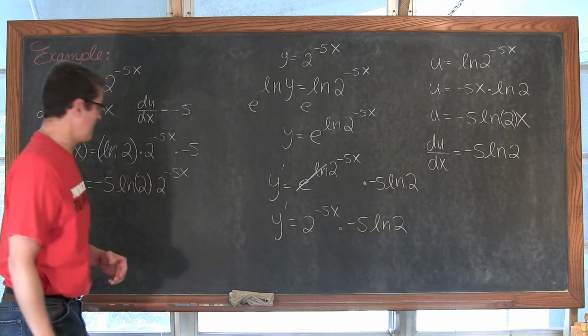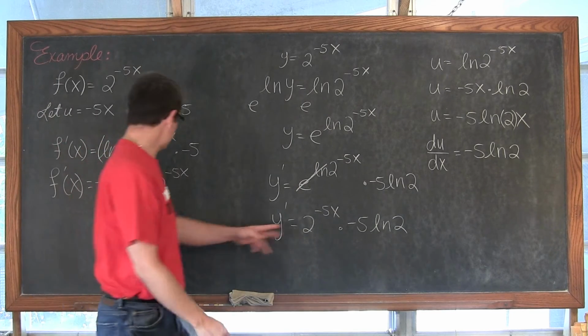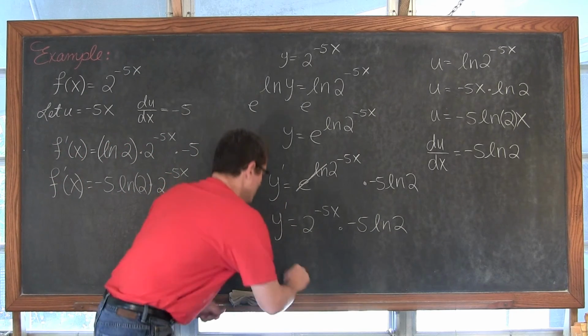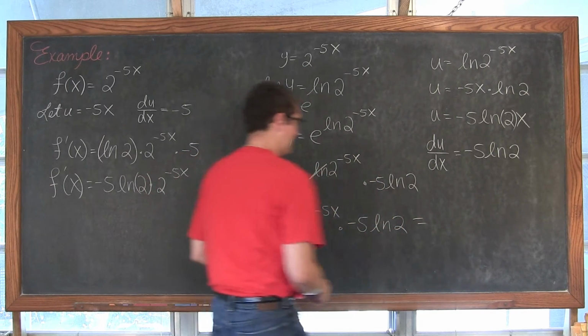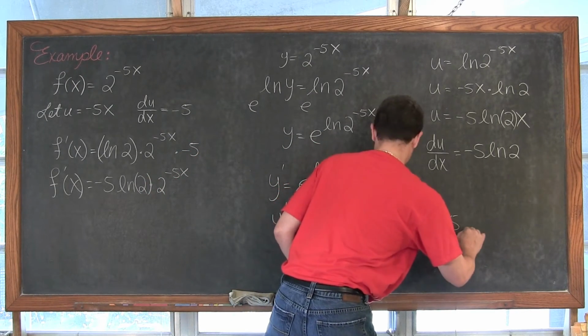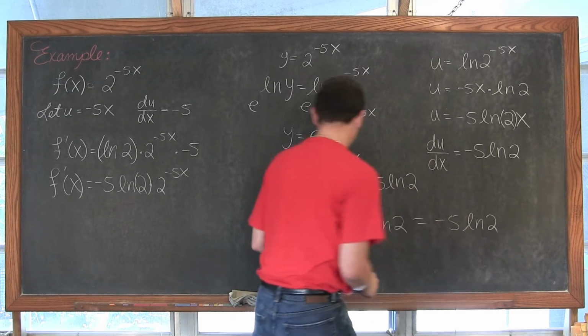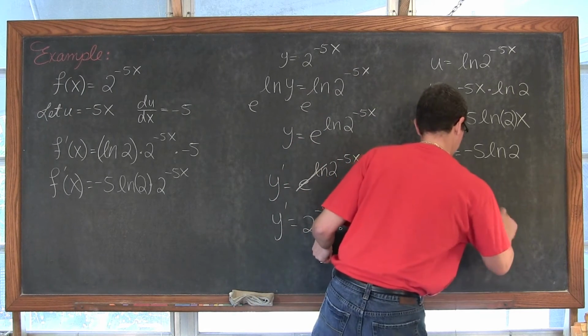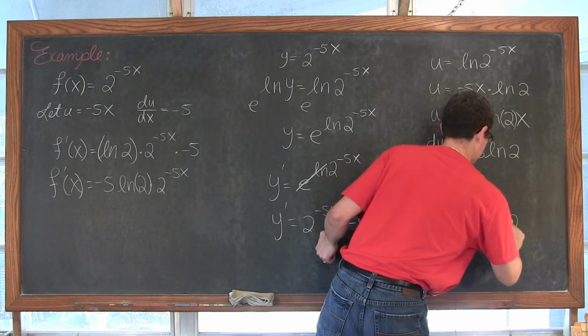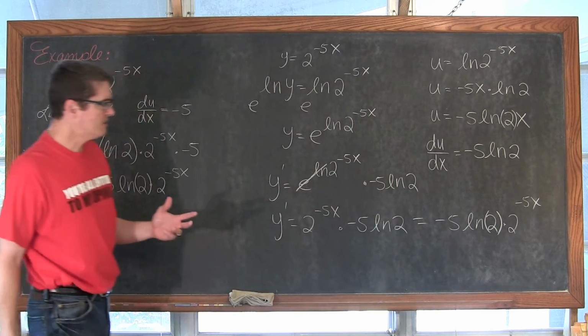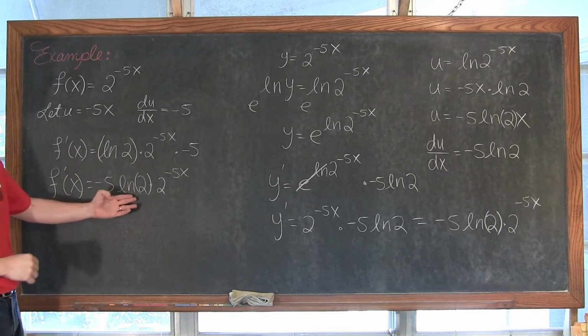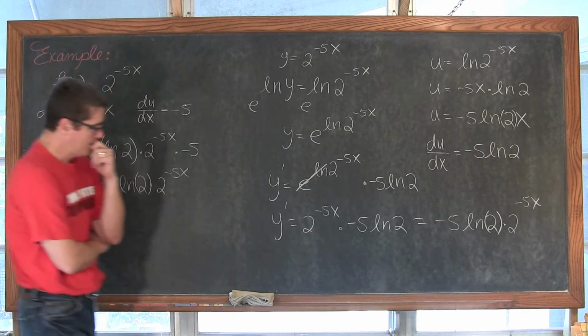which is perfectly fine way to leave your answer, but to have just that exact match over here, we can move this coefficient out front and get negative 5 times the natural log of 2 times 2 to the negative 5x power, which is what we have over here. Okay.